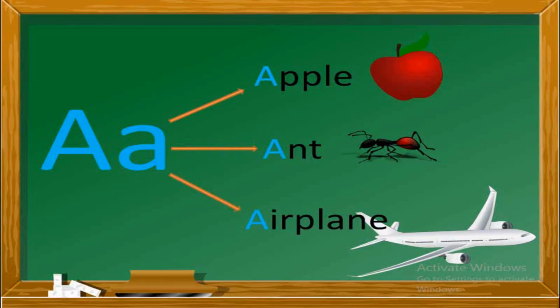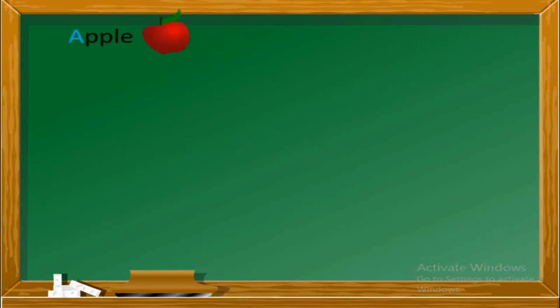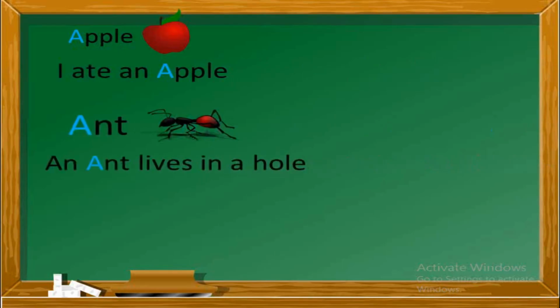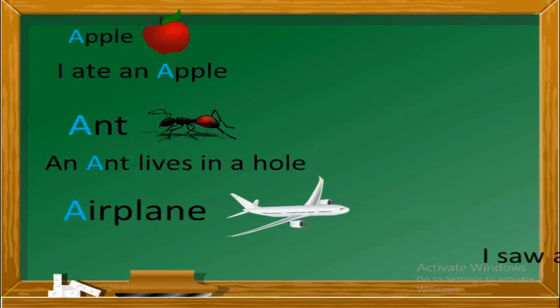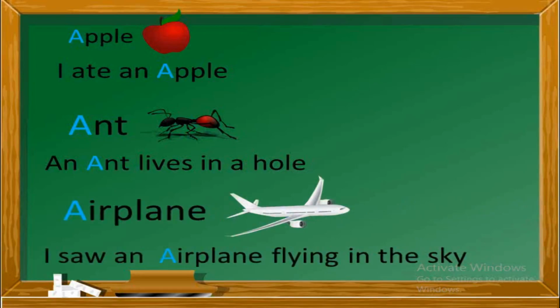A-I-R-P-L-A-N-E. So I repeat it once again. A for apple, A-P-P-L-E, A for ant, A-N-T, and A for aeroplane, A-I-R-P-L-A-N-E. So now let's make them in a sentence. Apple, we can say I ate an apple. And for ant, we can say an ant lives in a hole. For aeroplane, we can say I saw an aeroplane flying in the sky.